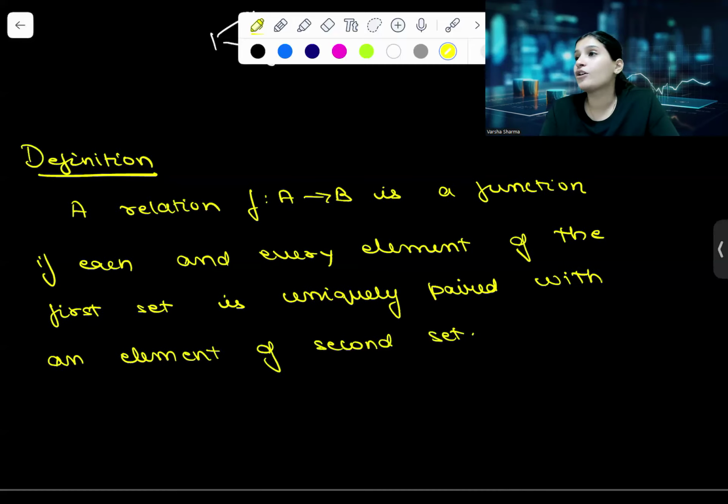So a relation may or may not be a function, but every function is 100% a relation. Because in a function, what are we doing? We are forming pairs, right? So yes, it will be a relation. A relation may or may not be a function, but a function will always be a relation.